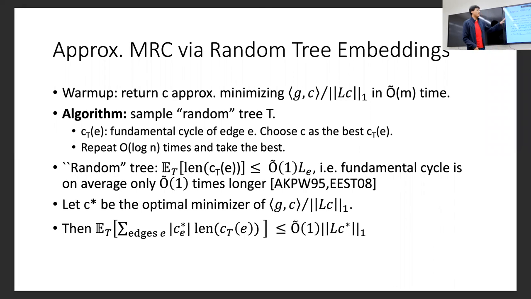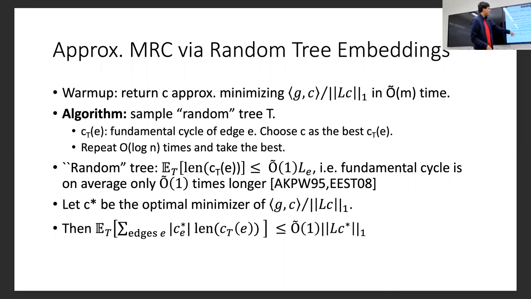Now it's useful to understand why this could possibly work. Let me try to explain the intuition for why this works. Let C star be the optimal minimizer of this ratio. The idea is I'm going to look at C star in every edge and embed C star into the tree. I have this optimal solution C star, and I'm going to route it into the tree T and decompose it as the sum of these cycles. And I'm going to make two key claims.